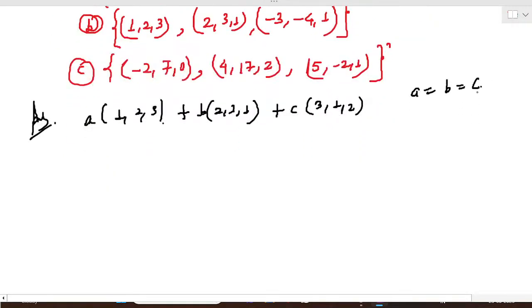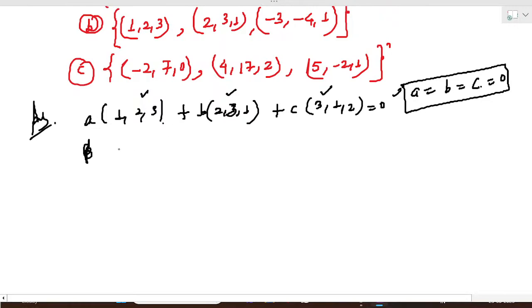See, I'll give you one other thing also. See, a, b, c. If you get a trivial solution equal to 0, then I will say what? Then I will say that these vectors (1, 2, 3), (2, 3, 1), and (3, 1, 2) form what? If I write this equal to 0 and I get a equal to b equal to c equal to 0, then I can say that (1, 2, 3), (2, 3, 1) and (3, 1, 2) form a linearly independent set of vectors.